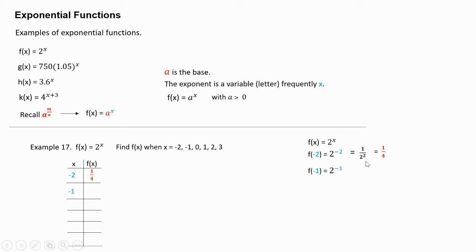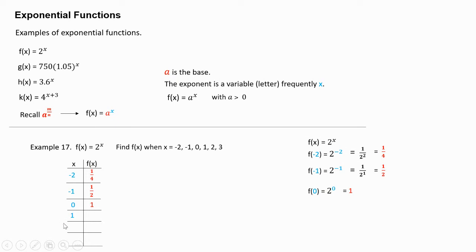When x is -1, I'm going to plug in -1 to the original exponential equation. So 2 to the -1 will be 1 over 2 to the first power, which will give us 1/2. So when x is -1, y is 1/2. Now let's try 0. When x is 0, we're going to evaluate f of 0. 2 to the 0 power is going to be 1, because anything to the 0 power is 1. So when x is 0, y is 1.